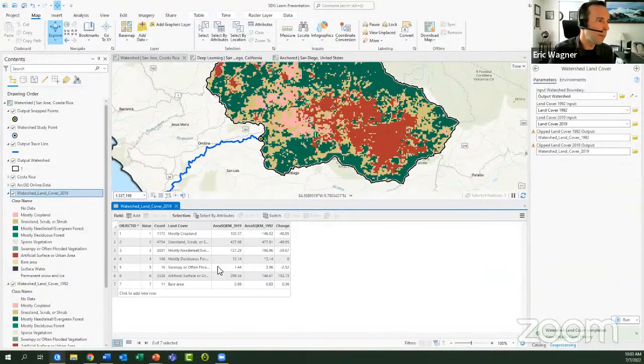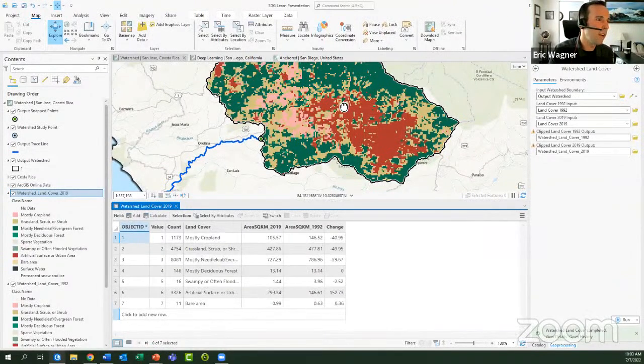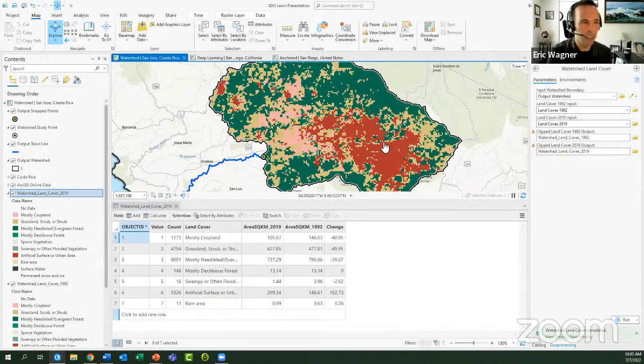What this is going to show for me is, for this particular data set, which is the 2019 land cover for this area, these different land cover classifications of what we see on the Earth. And what I'm able to see is, for my land cover, what was the total area in square kilometers in 2019, 1992, and what was its change? So I can see that, for example, areas that were mostly cropland actually decreased from 146 square kilometers in 1992 to 105, or a total net change of minus 40. But what's most stark to me is I can actually see that areas of artificial surface, or urban areas, increased 152 square kilometers over roughly those past 2 decades.